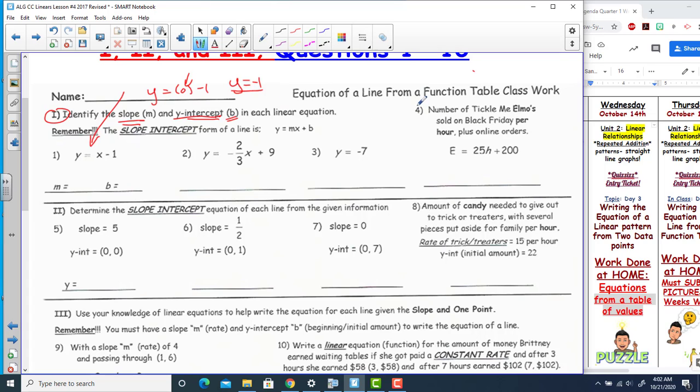If you take a look at number 4, ladies and gentlemen, I'm going to jump right there. The number of Tickle Me Elmos sold on Black Friday per hour plus online orders. So every year there's like this really hot item that every kid has to have. And parents go nuts. They run out to the stores and they wait on lines forever when they find out that there's a stock coming out at 6 in the morning. So they'll get online at 2 in the morning so they can get their kid that item.